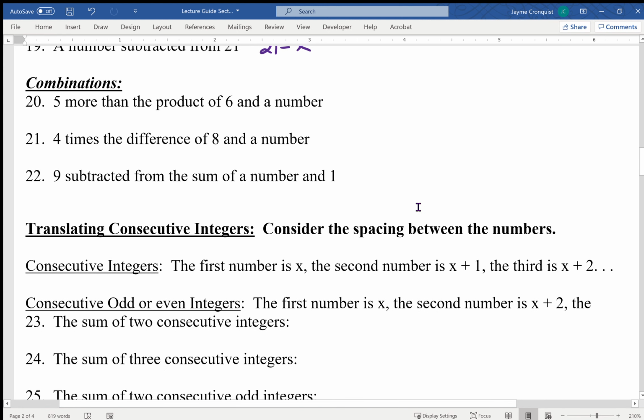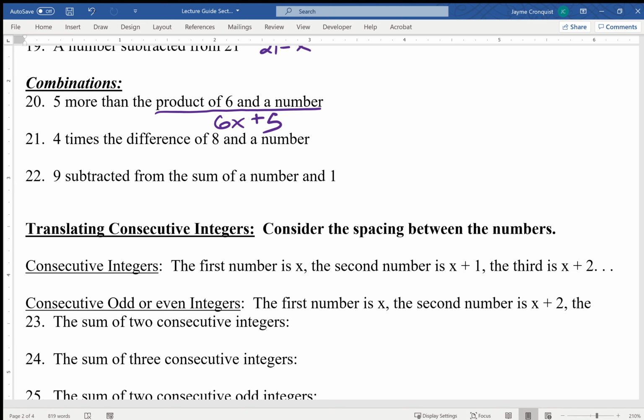Now, here we have some combinations. 5 more than the product of 6 and a number. Okay, so we have 6, product of. Product of 6 and a number is 6x. 5 more than this means plus 5. Or you could do 5 plus 6x, that's perfectly fine.